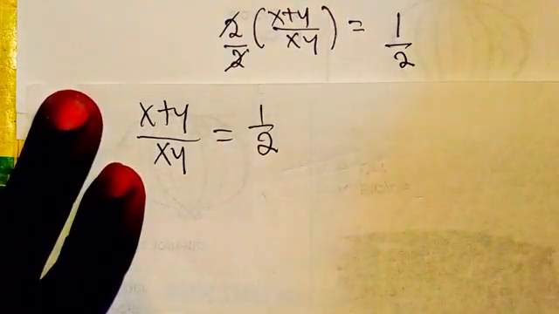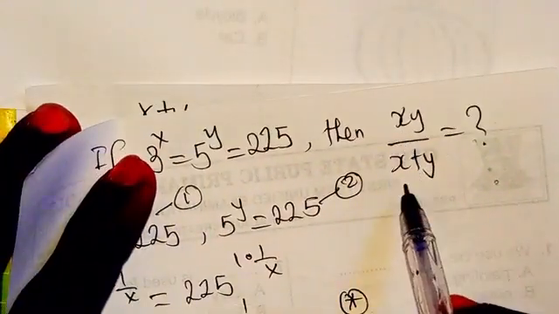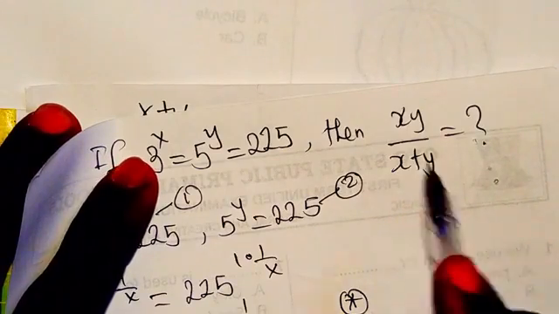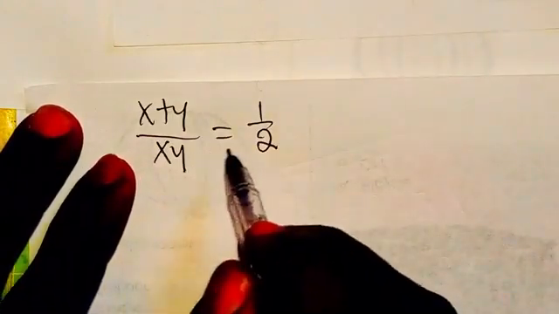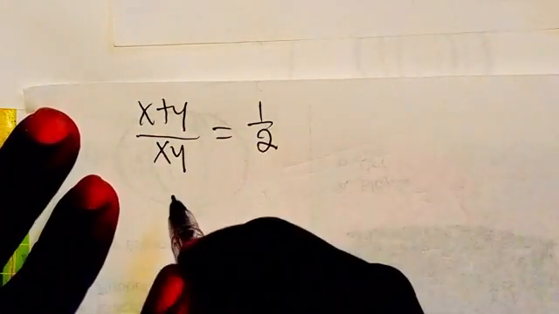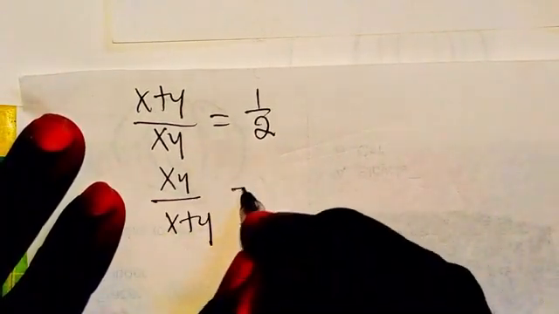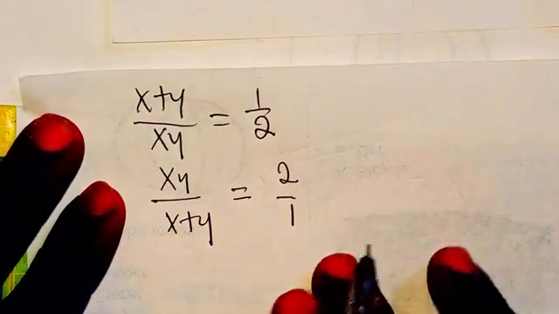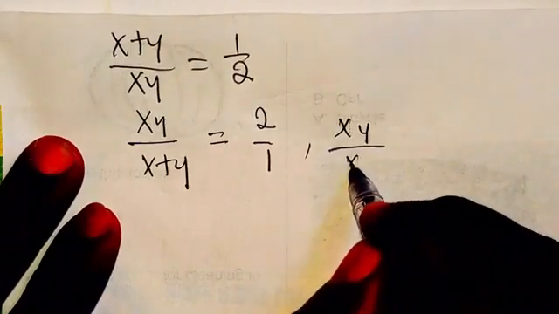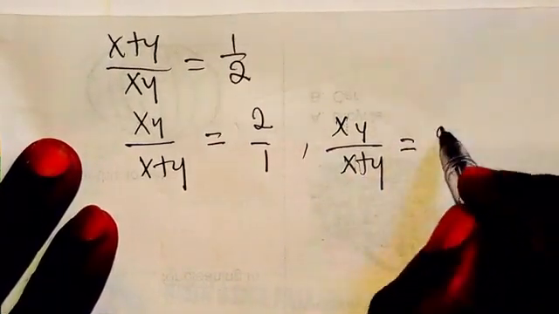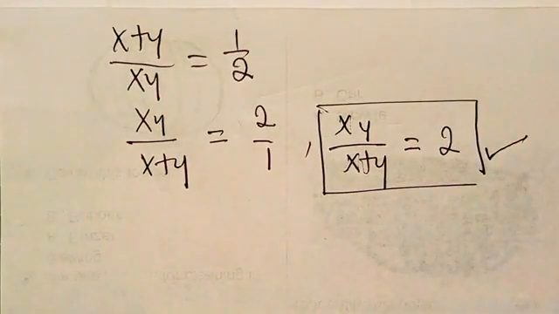But according to the question, we are asked to find xy over x plus y. So we take the reciprocal of this. If we take the reciprocal, xy will come up, x plus y will come down, then 2 will go up and 1 will come down. Therefore finally we have xy over x plus y equals 2, and that is what we are looking for. So that's the end of the class.